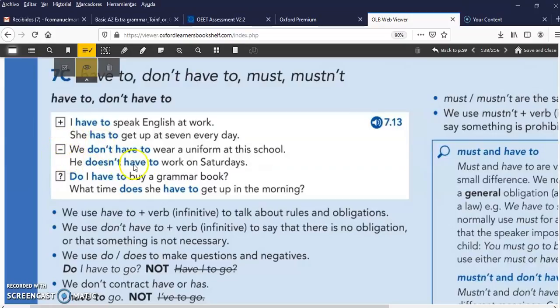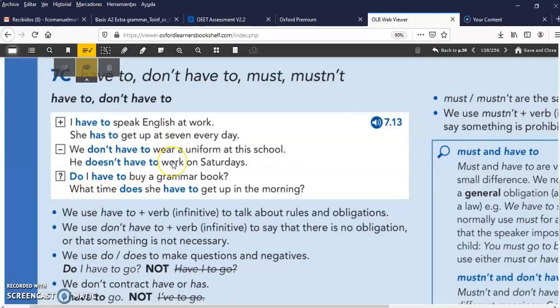And here I would like also to point out that don't have to doesn't mean no debes. ¿Vale? Esto es muy importante porque es la típica preguntita que te ponen ahí para hacerte picar. Don't have to means no hace falta hacer algo. ¿Vale? Por ejemplo, we don't have to wear a uniform at this school. No hace falta llevar uniforme en esta escuela. ¿Vale? No es necesario, no lo piden y no es necesario.